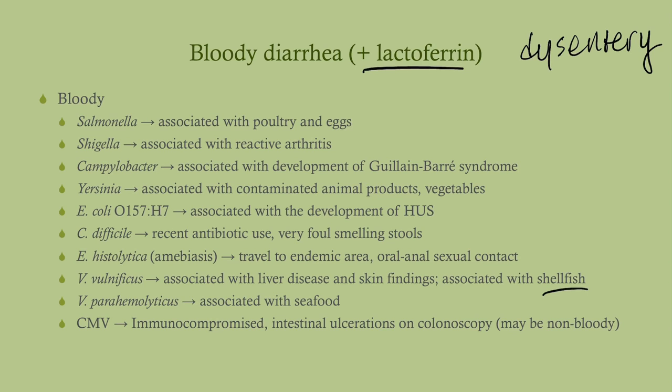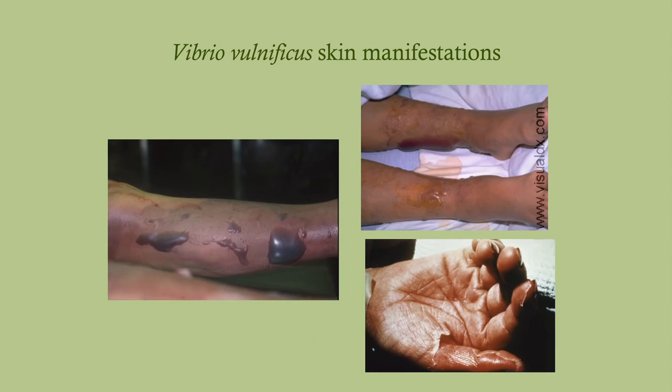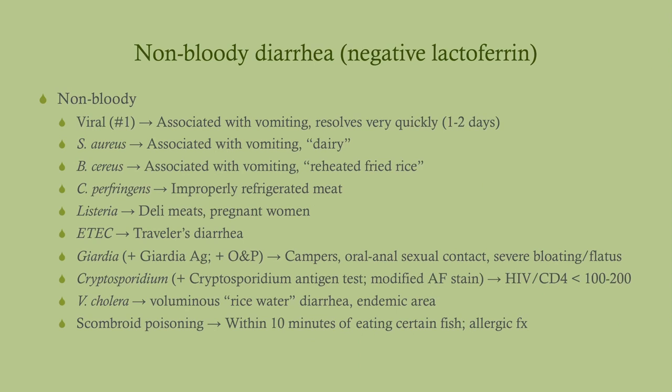And then CMV diarrhea is associated with immunocompromised people. One of the giveaways here is they may tell you they did a colonoscopy and they found intestinal ulcerations. CMV diarrhea can also be non-bloody. These are the skin manifestations that you can see in Vibrio vulnificus.